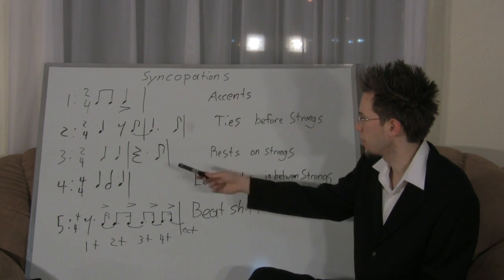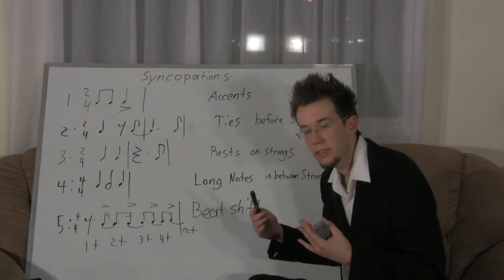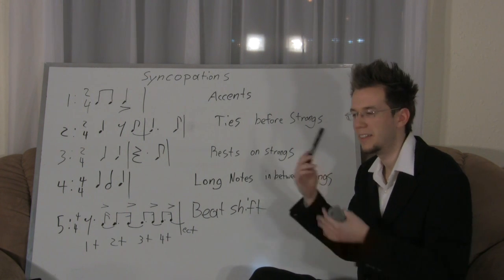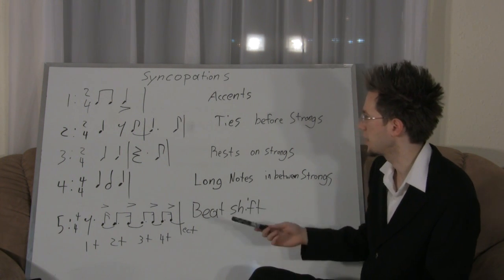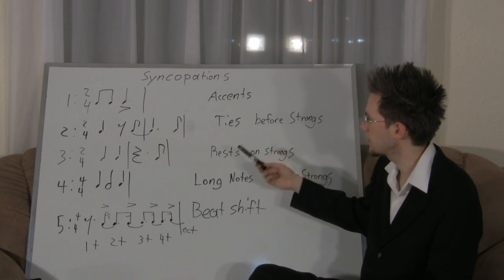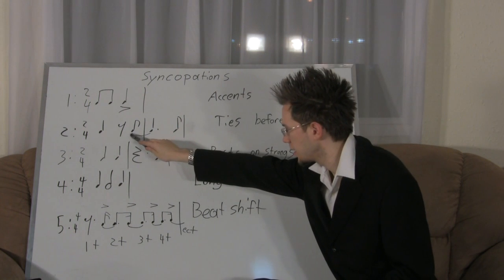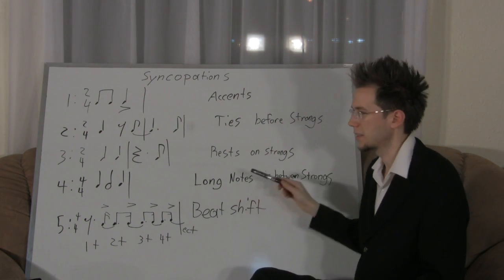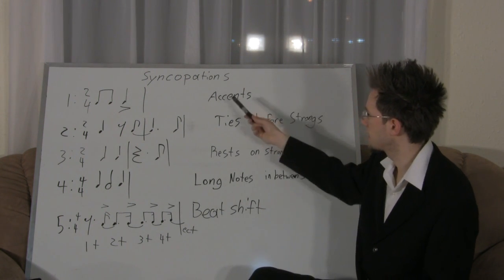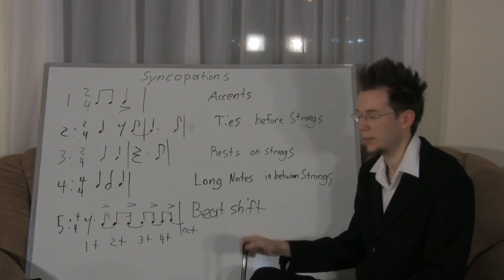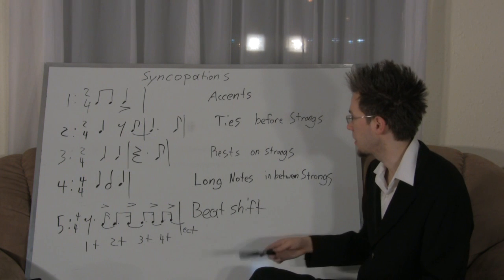Then rests on the strongs. When you're expecting a strong beat to come, oh yeah, right, it's not there. And then you hear this weak beat, and that's syncopated. Ties before strongs: you're muting the strong beat by making it take place on the weak beat, so it's coming in before. And then accents on the weak beats. So yeah, those are syncopations.